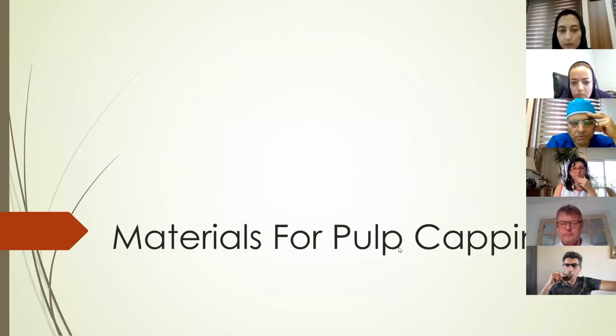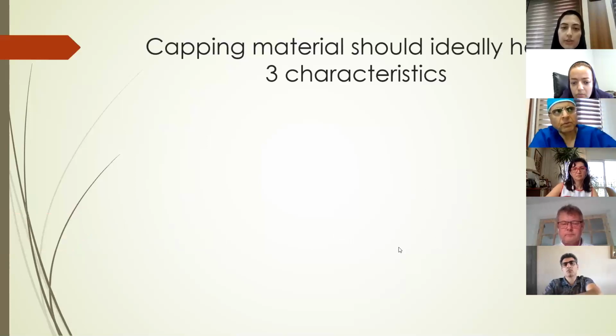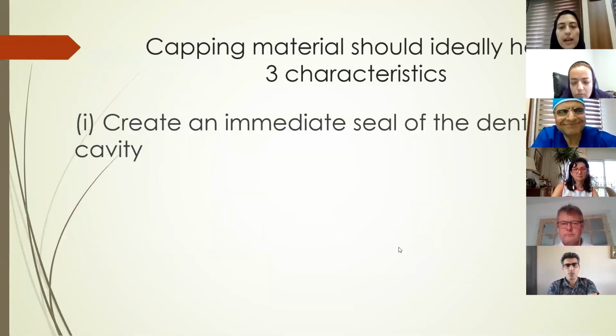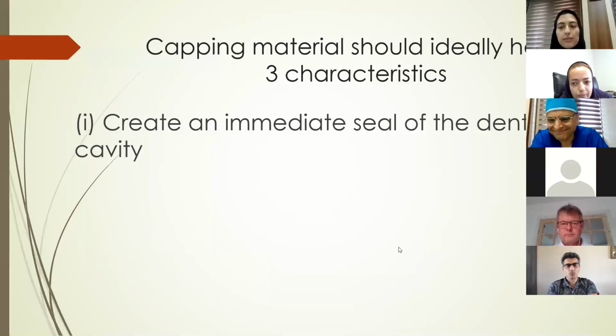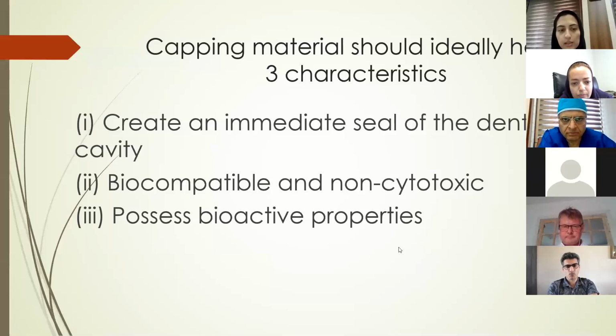And we have an introduction to materials for pulp capping. A material which is used for pulp capping should ideally have three main characteristics. It should create an immediate seal of the dental cavity. It should be biocompatible and non-cytotoxic, and it should possess bioactive properties.